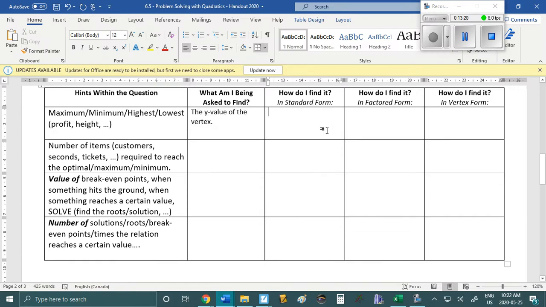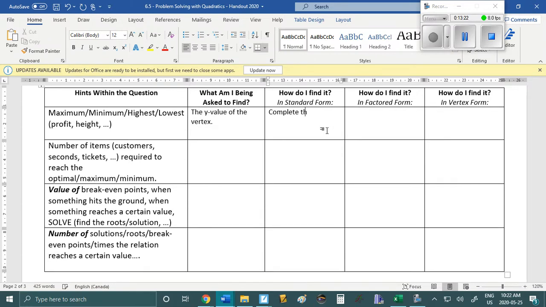Okay. So in standard form, how do you find the y value of the vertex? You complete the square and then look at the k value. Completing the square takes you to vertex form, and then you look at the k value. In factored form, you add the zeros and divide by 2 to get the AOS, then plug the AOS into the equation, and that will give you the k value. In vertex form, it's the last number. It's just k.